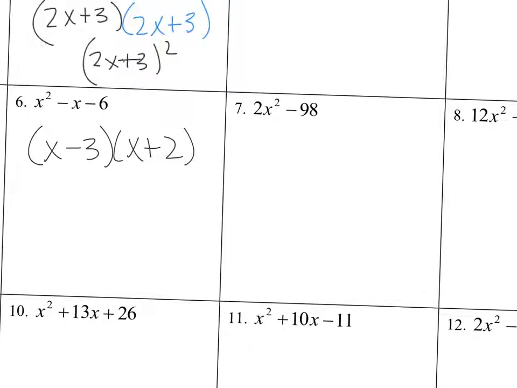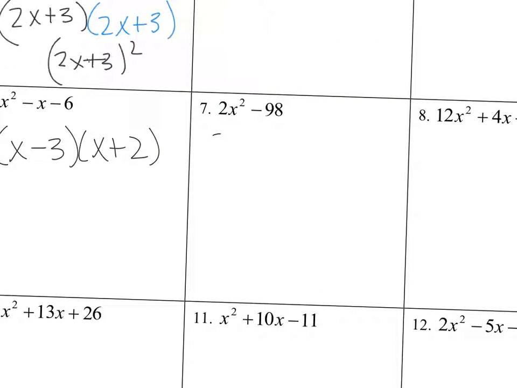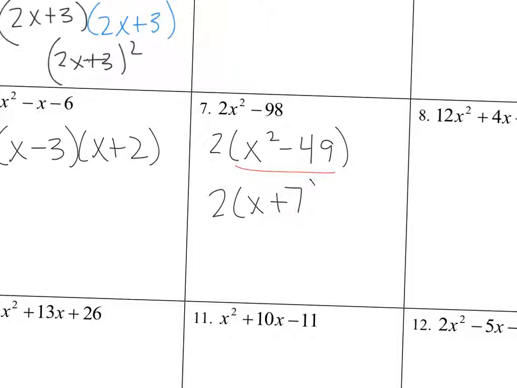Number 7, first I'm going to do the greatest common factor. Don't stop after you get the greatest common factor. See if you can factor further. So this one I can still factor into x plus 7 and x minus 7. This is a difference of squares. So I'm going to have a plus and a minus. To get x squared is x and x. To get 49 is 7 and 7.